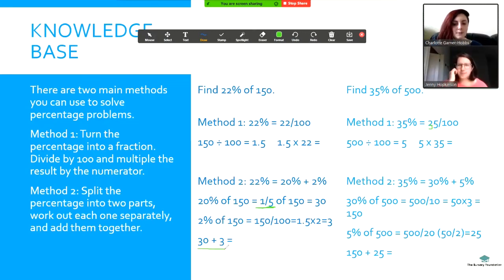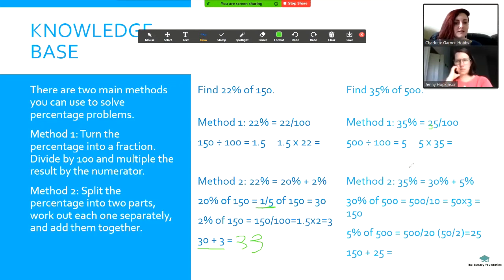Doing 30 plus 3 here is much, much easier than doing 1.5 times 22. They both get me the same result of 33, but this one is a much simpler addition for me to do in my head. We can also apply it over here.